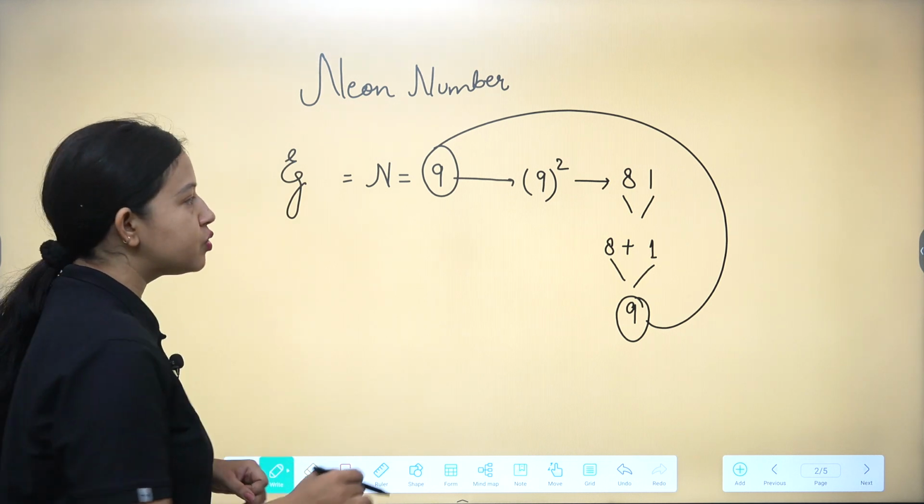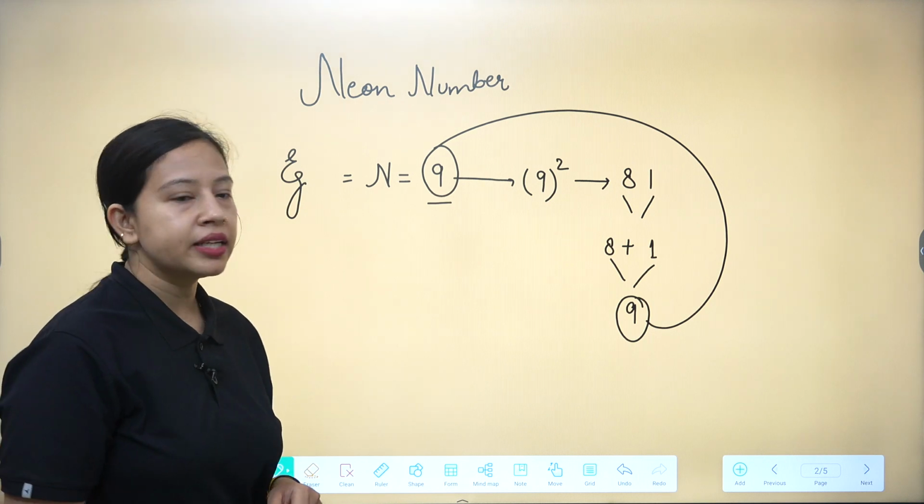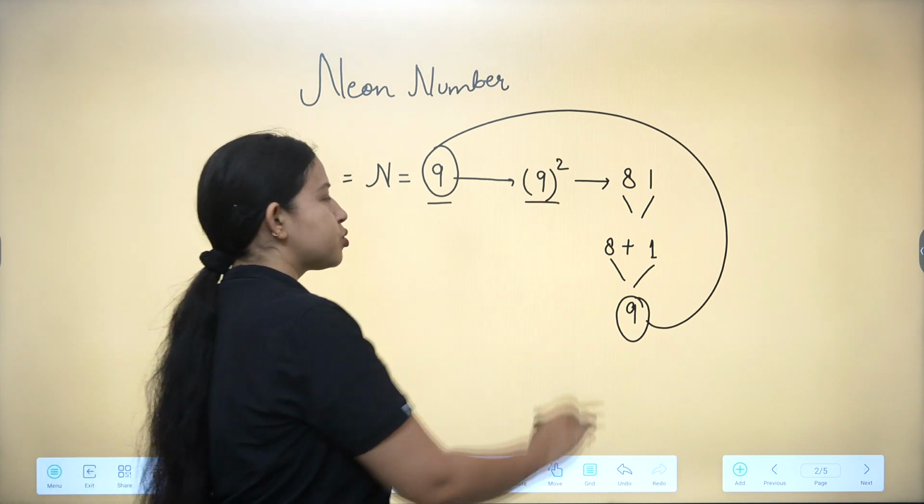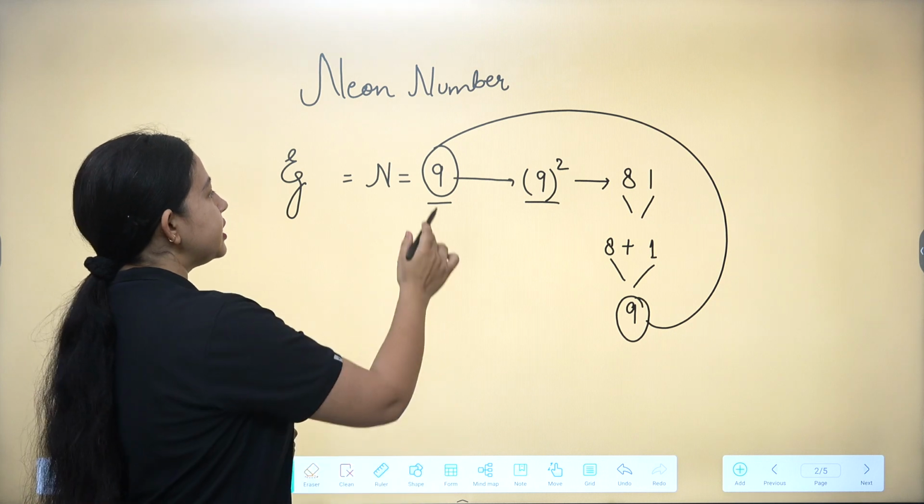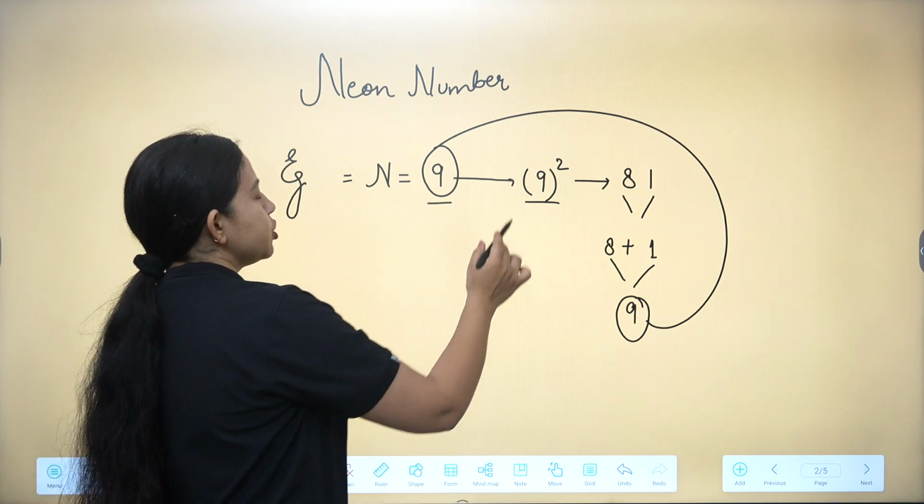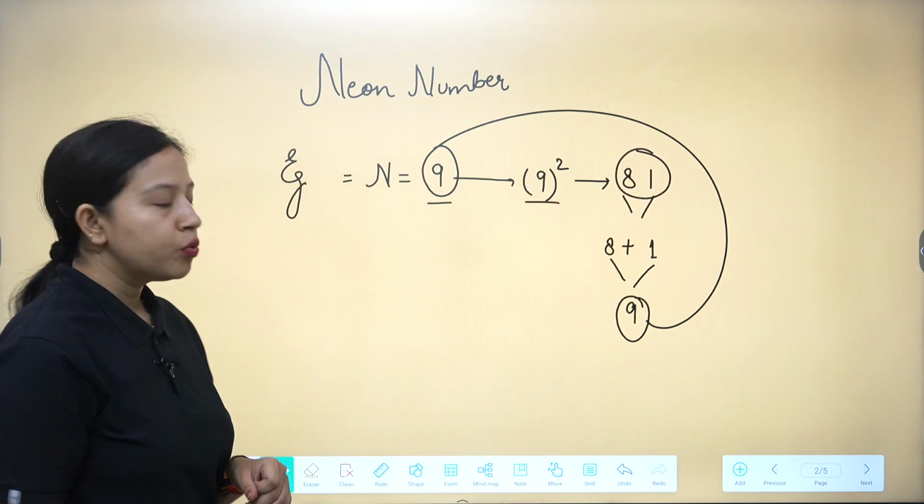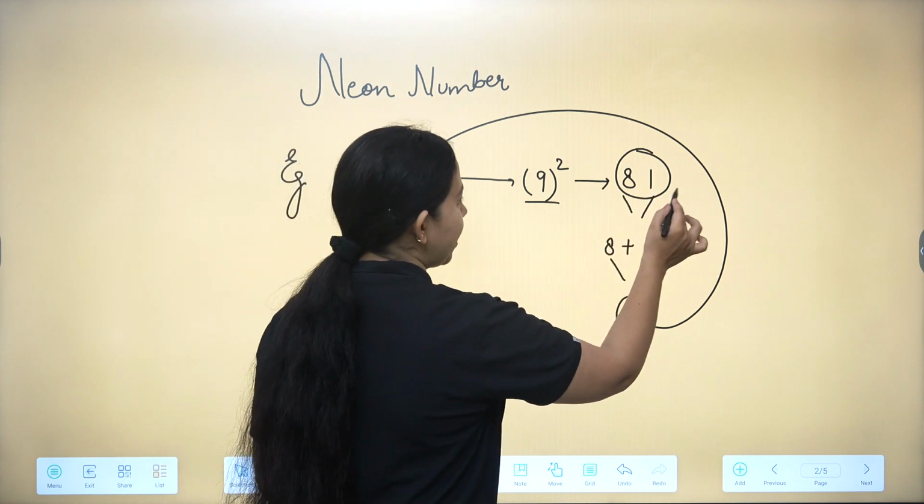For a neon number, generally we take a number and make its square. As you can see, the 9 has been taken here and we take the square of it. So 9 square is equal to 81. So what we need to do is fetch the digits of the square number.